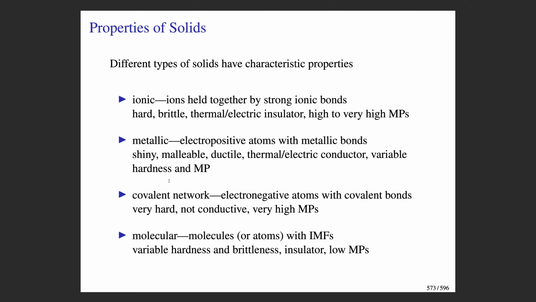Metallic solids, on the other hand, are shiny and malleable, so it's easy to bang them into different structures. They're ductile, which means you can pull them into wires. They're good conductors of heat and electricity, and the reason is that the valence electrons in the metal aren't attached to any particular atom, so it's easy to push them around with an electric current or a voltage.